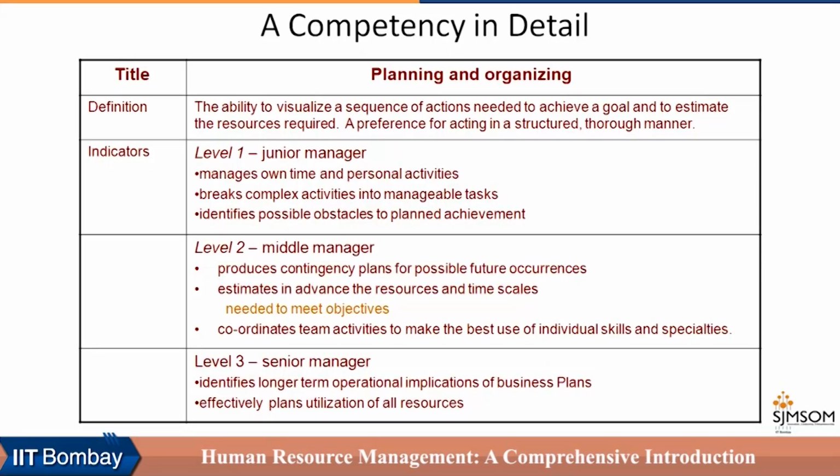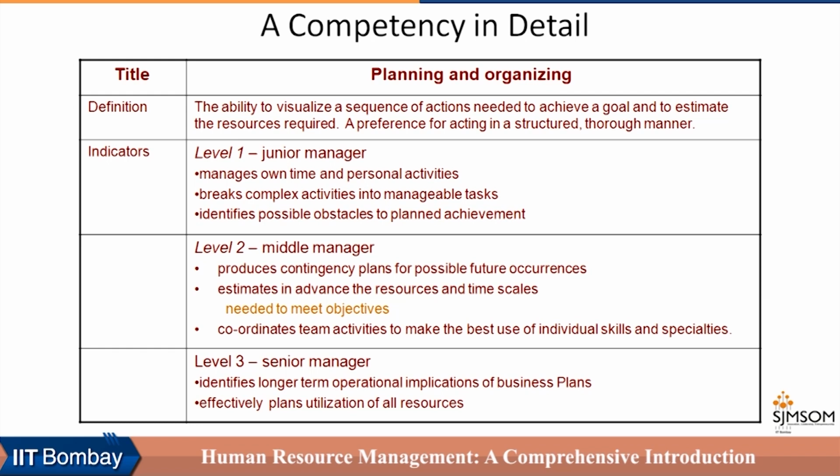Level 1 competency, which we expect at the junior manager level, is about managing own time and personal activities, breaking complex activity into manageable tasks, identifying possible obstacles and planning in advance, etc. For middle level managers, the planning and organizing will be more complex, and a higher level of this competency will be required. That means the person produces contingency plans for possible future occurrences, estimates in advance the resources and time scales, and also coordinates team activities to make the best use of individual skills and specialities. All that is needed to meet the team objective, and that is crucial at the middle level management.